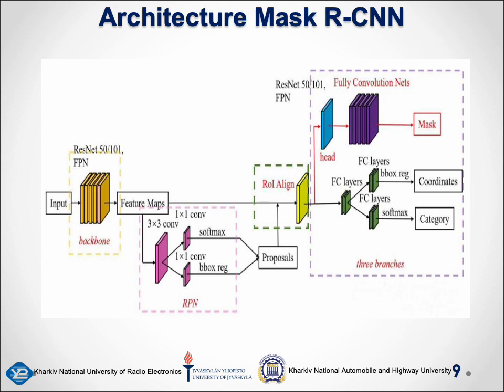The Mask RCNN architecture is shown on the current slide. In the Mask RCNN architecture, two stages can be distinguished. The first one is the region proposal network (RPN) for object search, and the second is the network for object classification and segmentation mask prediction.